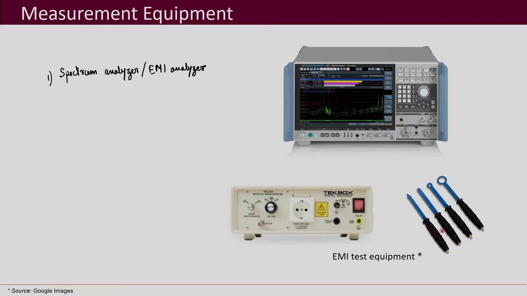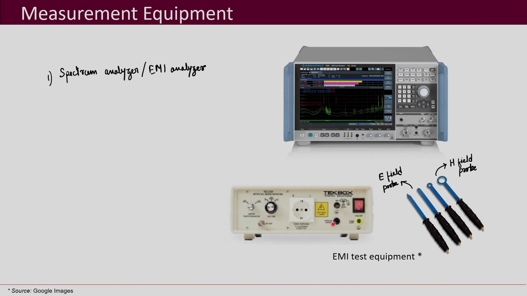And then further, there are different types of probes which are used for EMI measurements. These are what are called near field probes, and this one is for measuring the magnetic field, so it is also called the H field probe. And then these are the E field probes, which measure the electric fields. So these kinds of probes are also used for EMI testing and measurement.